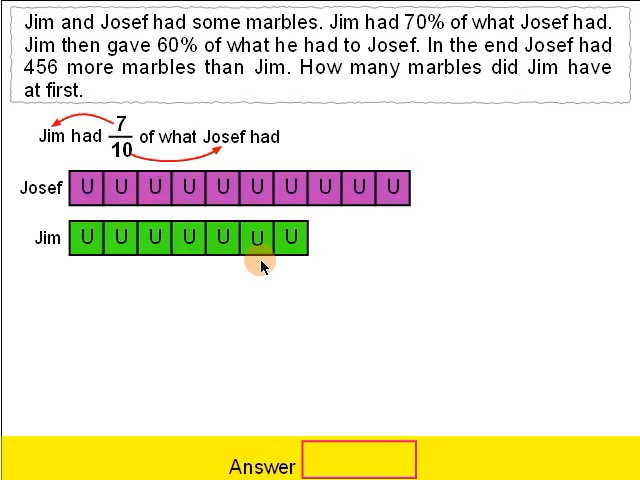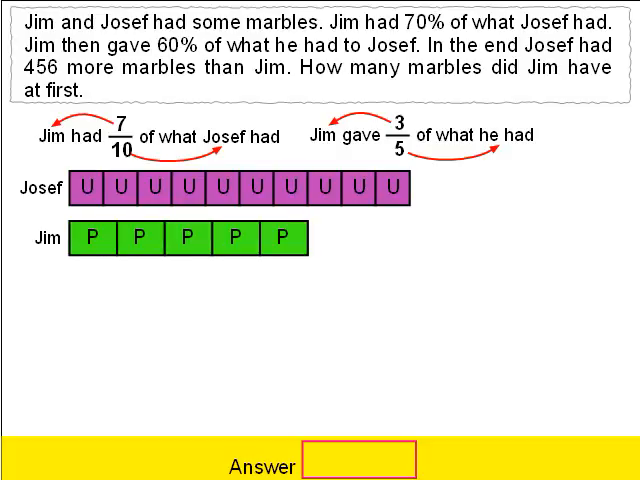That's what it means. Next, it says that Jim gave 60% of what he had to Joseph. 60% in fraction form is 3/5. So we rewrite it as Jim gave 3/5 of what he had. But we know that Jim had 7 units. Now, over here, the denominator says 5 parts. So we just convert the 7 units into 5 parts. So Jim had 5 parts, and he gave away 3 parts to Joseph.